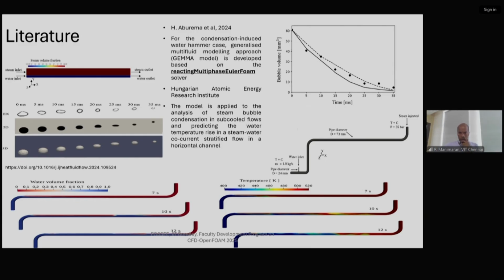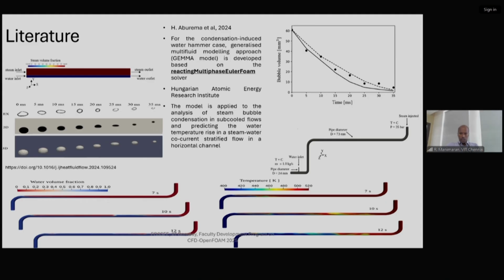And especially they belong to the Hungarian Atomic Energy Research Institute, so they researched it. They can find the bubble volume. You can see the bubbles are formed at the inlet, and then gradually the bubbles burst. So they want to design a pipeline that can give a good prediction about the water temperature rise, the steam-water co-current stratified flow.